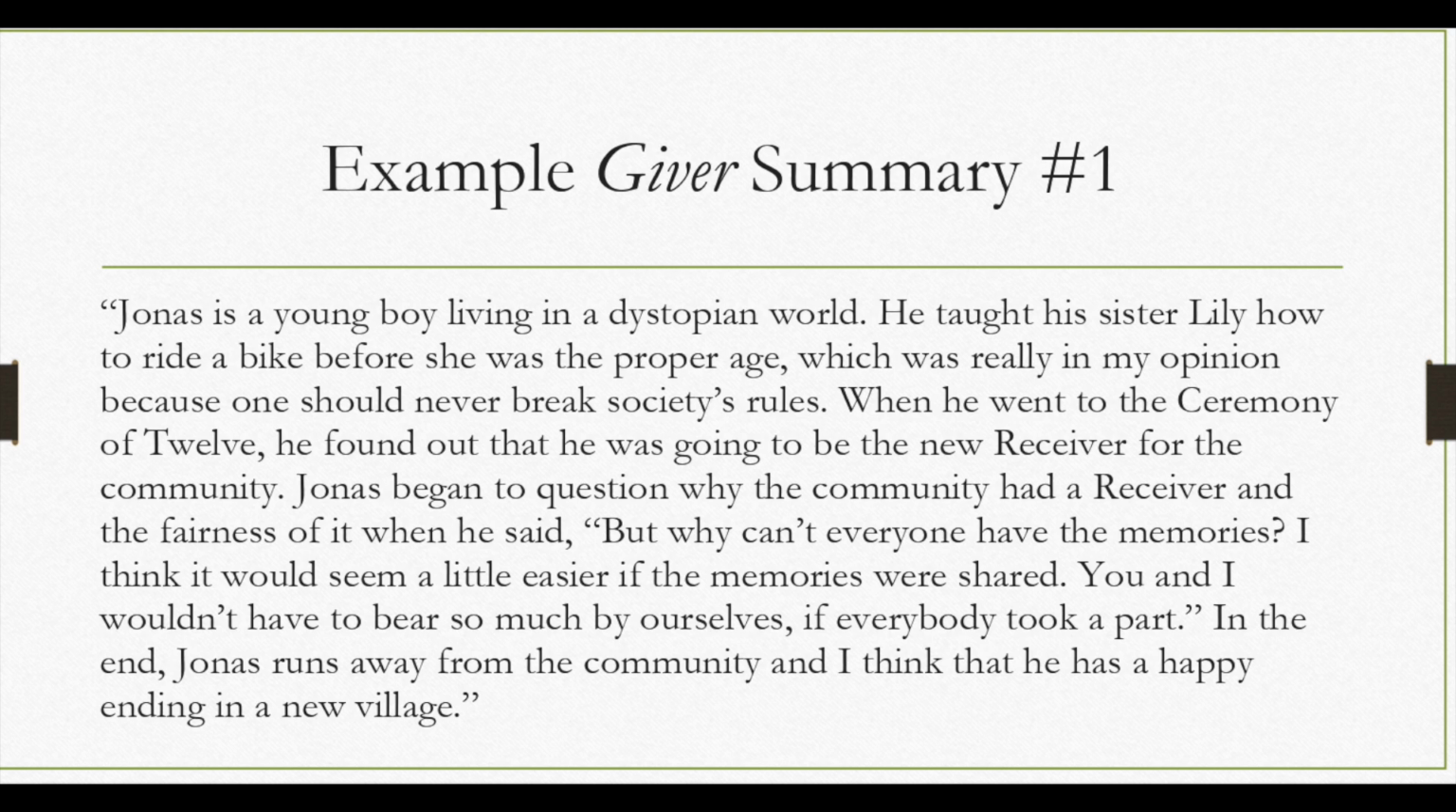For example, the summary says that Jonas was wrong for teaching Lily how to ride a bike because you shouldn't break society's rules. Next, this summary includes information that is not important when it talks about teaching Lily how to ride a bike. That is not important to the plot. In addition, the summary included a quote from the book. Summaries should be in your own words. Lastly, the summary doesn't clearly explain what the problem and solution were in The Giver.